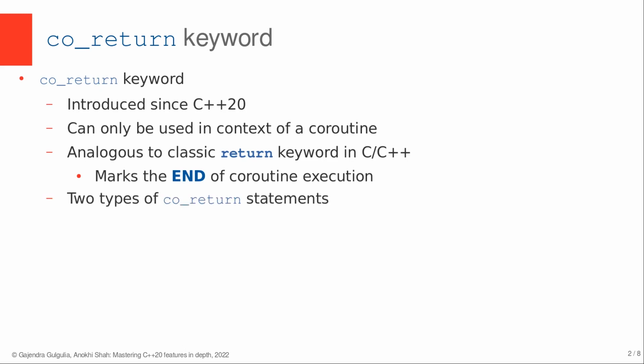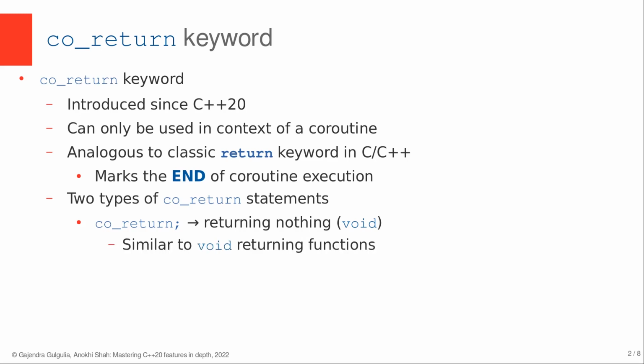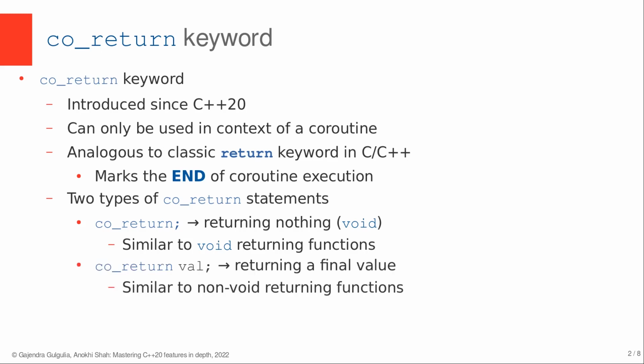A coroutine can have two types of co_return statement. The first type is co_return in a coroutine that co_returns nothing. This is similar to void returning functions. The second type is a coroutine that co_returns some value, and this is similar to a non-void returning function. In this lecture, I will explain how to create a coroutine with an empty co_return statement.